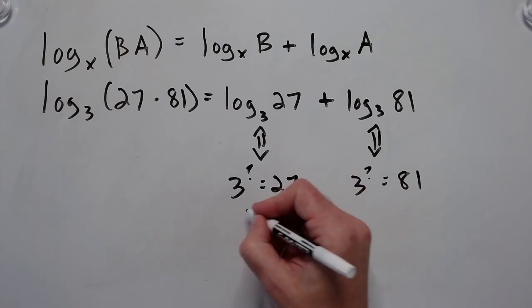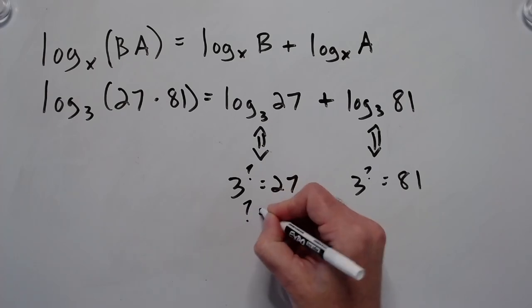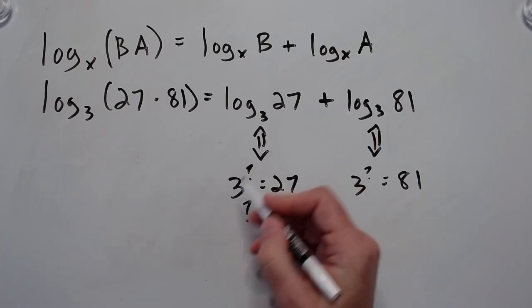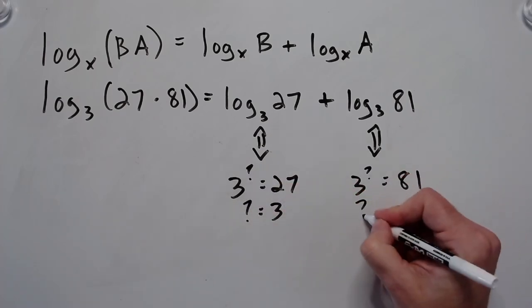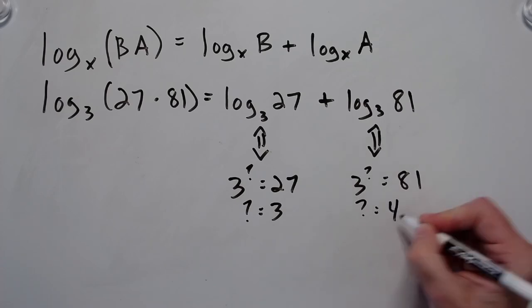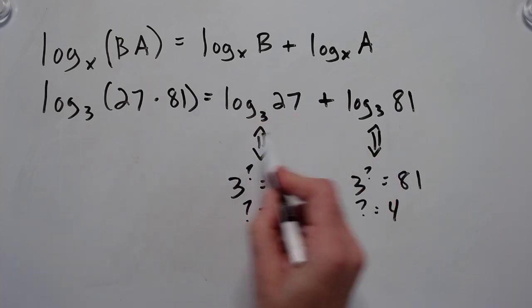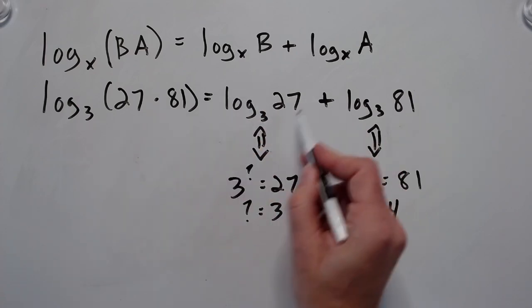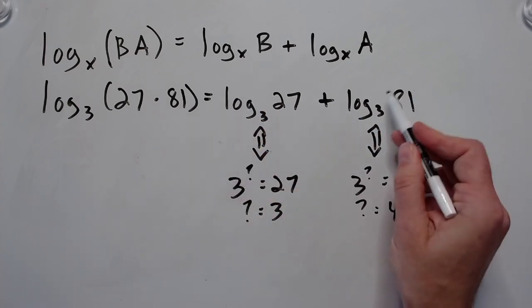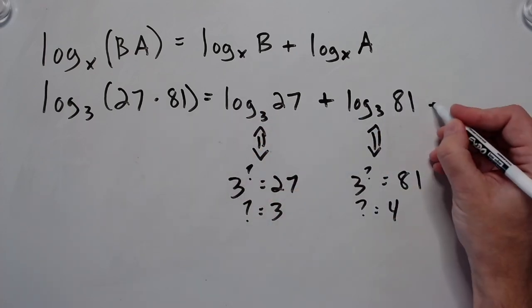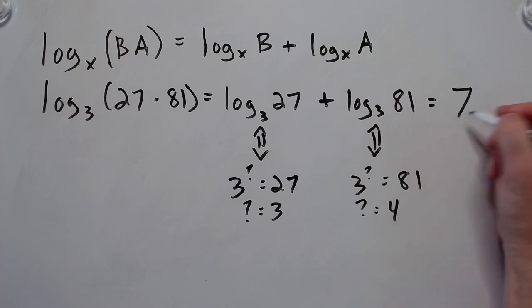Oh, it's 3. So here, the first question mark is a 3, because 3 cubed is 27. And here, this one is 4. 3 to the 4th power equals 81. So this expression really just equals 3. This expression really just equals 4. So the answer is 7.